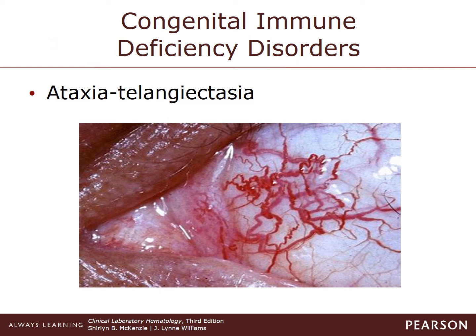The defect is in cell-mediated immunity, where you have dysplasia or hypoplasia of the thymus here, and you see depletion of T lymphocyte areas in the lymph nodes, but the B lymphocytes seem to function normally.